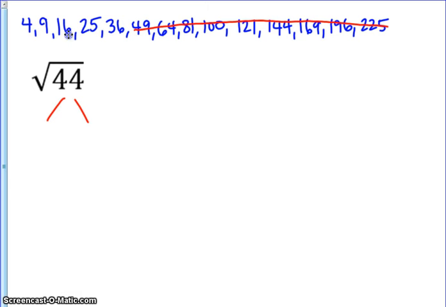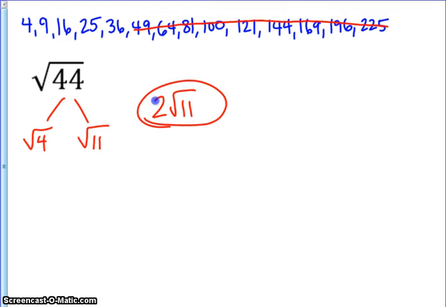25 does not, 16 does not, 9 does not, but 4 does. 44 can be broken up into the square root of 4 times the square root of 11. We know that the square root of 4 is 2, so our answer is 2 square roots of 11.